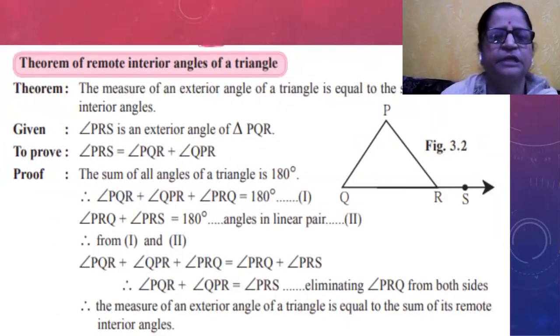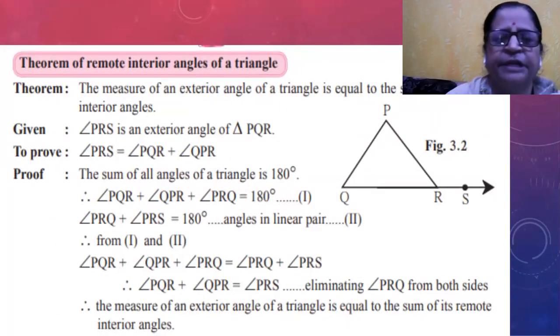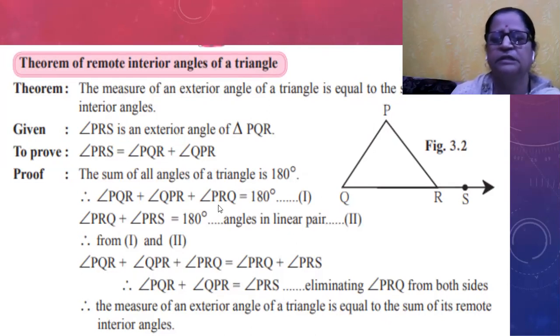Next we are going to study the theorem of remote interior angles of a triangle. Here the statement is given that the measure of an exterior angle of a triangle is equal to the sum of its remote interior angles. This is the exterior angle and these are the remote interior angles, here P and here Q.